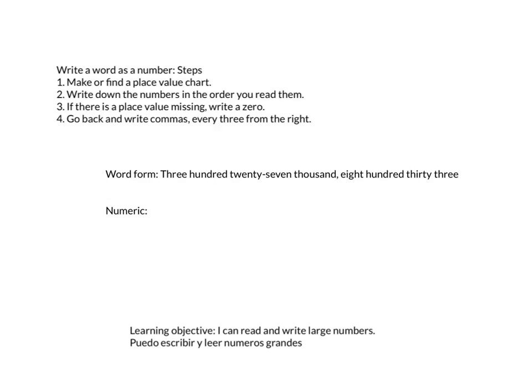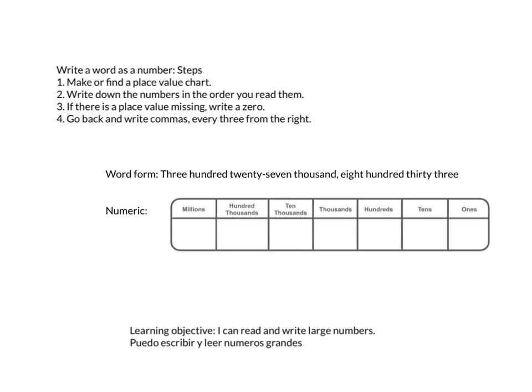So now we're going to practice writing a word as a number. Here are the steps. Make or find a place value chart. So here's my place value chart. Note that your place value chart for these examples will need to have millions. So you want to draw it so that it has 1, 2, 3, 4, 5, 6, 7 places in it. And those places are ones, tens, hundreds, thousands, 10,000s, 100,000s, and millions. So that's our first step. Make or find a place value chart.